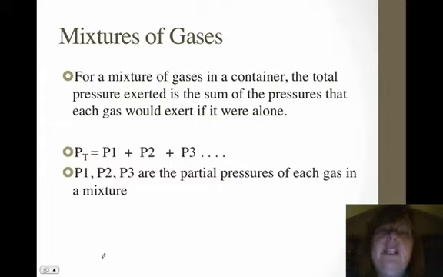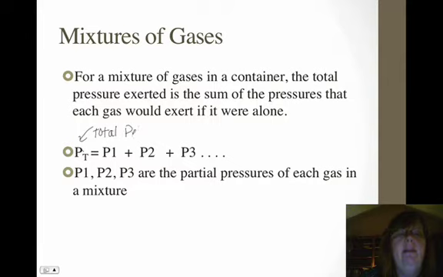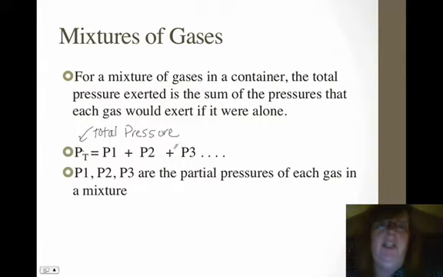So we've got a mixture of gases. The total pressure of all those gases combined is just equal to the sum of the individual pressures of each of the gases. So it looks like this, and this is what is on your review sheet. P with that capital T here means the total pressure. So all you have to do is add all the pressures of the gases that are in this mixture together and you'll get the total pressure.